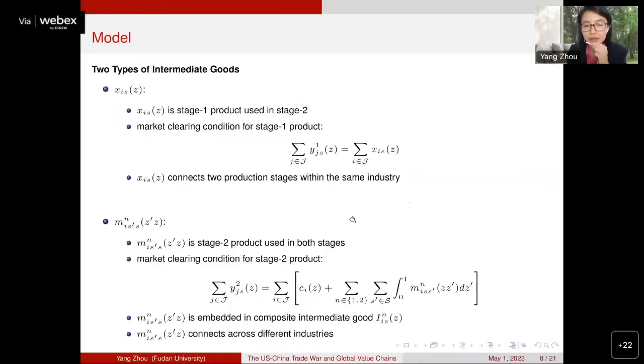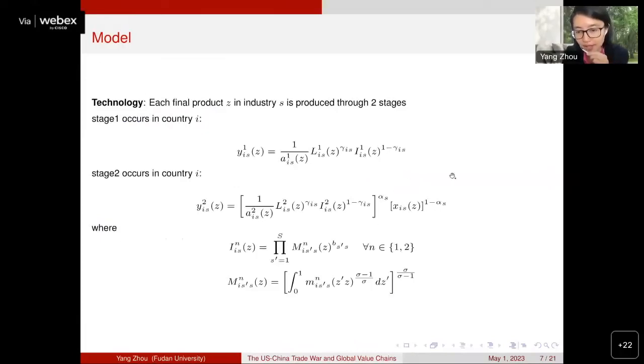So in summary, the structure looks a little bit confusing, but the main point is there are two types of intermediate goods in the consumption process. The first one is this X_IZ here, which is this guy.